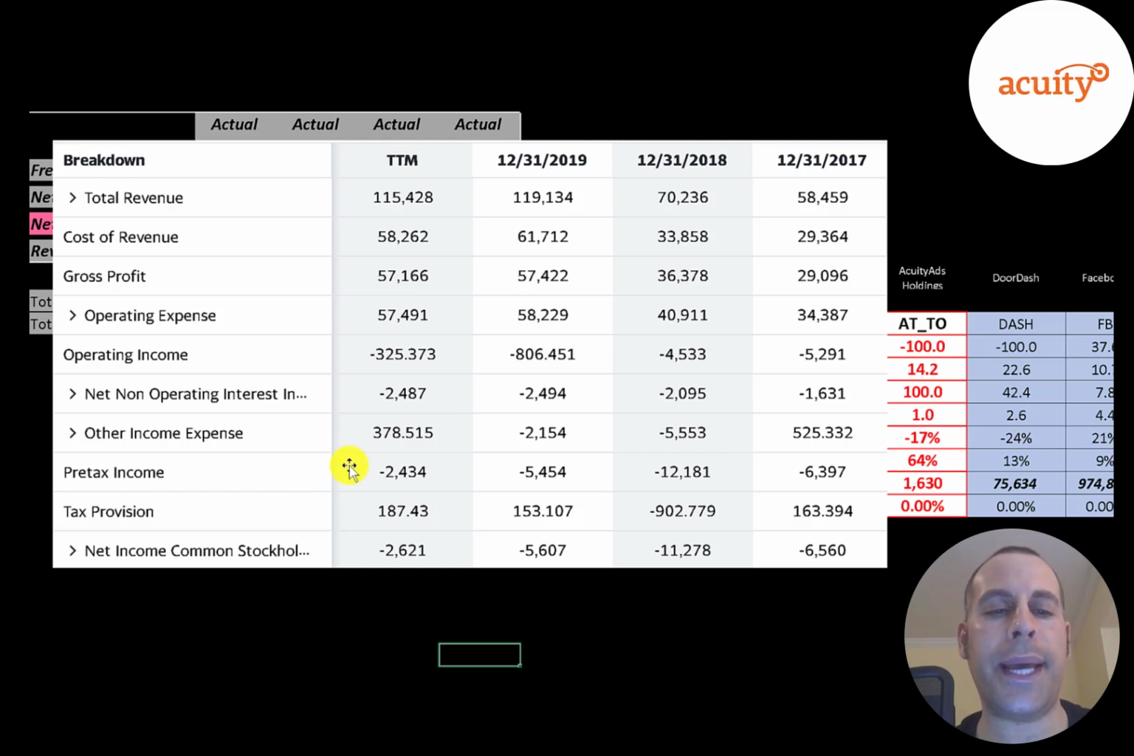Then below that is pre-tax income, then their taxes. So they do have negative net income every year. They did have their best number in the trailing 12 months at negative 2.6 million.